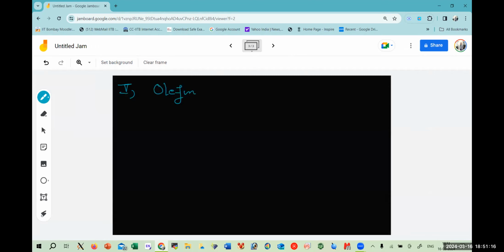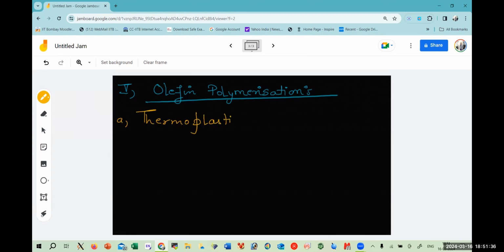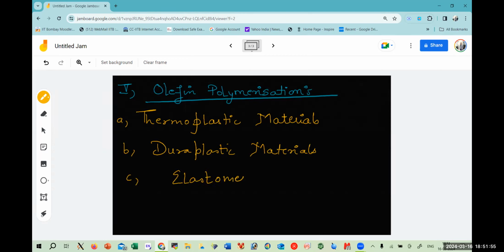olefin polymerization. So in this, we have first one as thermoplastic materials. Second, we have duraplastic materials. And third, we have elastomers.